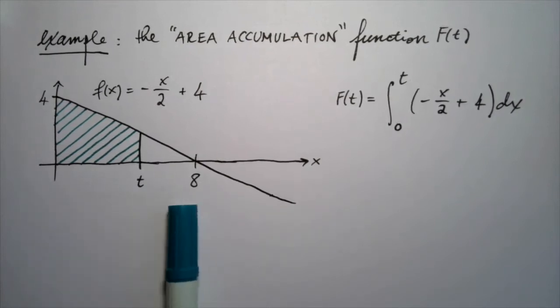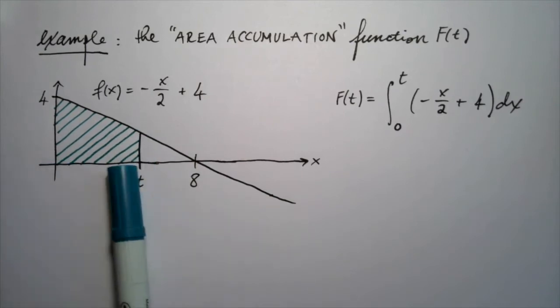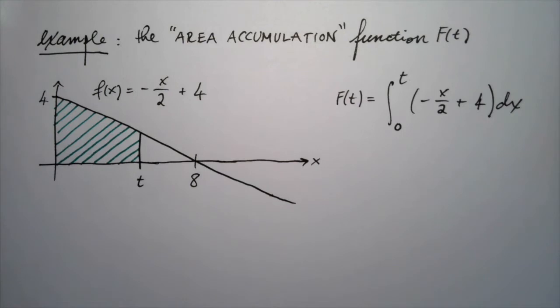As you slide t back and forth, this vertical line is going to move back and forth, and you're going to be accumulating different amounts of area. That's what the function capital F of t is doing. It's telling you how much area you've accumulated out to the spot t. Let's find a formula for this function. In order to do that, we're going to use our old tricks.